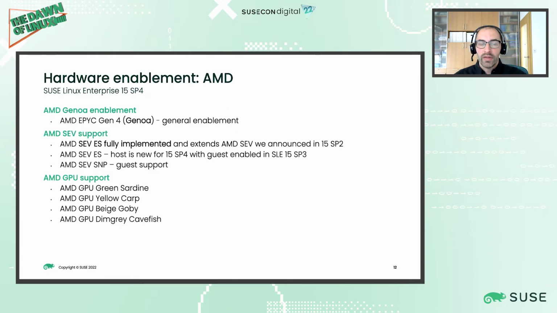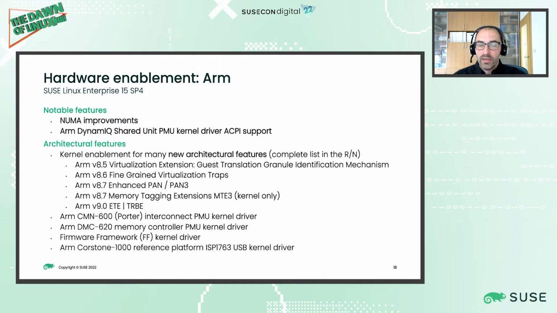Similar collaboration is ongoing with AMD, with enablement of their latest Genoa processors, and their secure virtualization extensions, including the encryption improvements, are now fully supported and fully implemented. And also our other hardware bits such as GPUs and similar ones. And again, the same on the ARM platform, which is another one in the product family. So a lot of the architectural features are now supported, and also improvements in areas like ACPI or NUMA or in the drivers have been included in the 15 SP4 release.